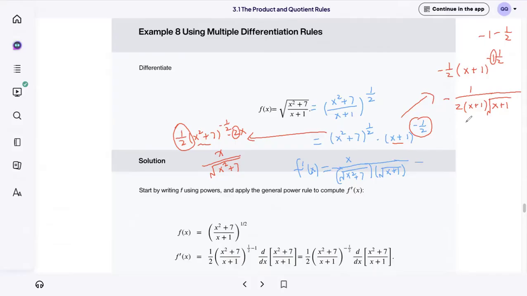Then plus, well, since this one is a negative, I know I need to change plus to negative, or negative to plus. Then the first one, which is the square root of x squared plus 7, this one, square root of x squared plus 7.